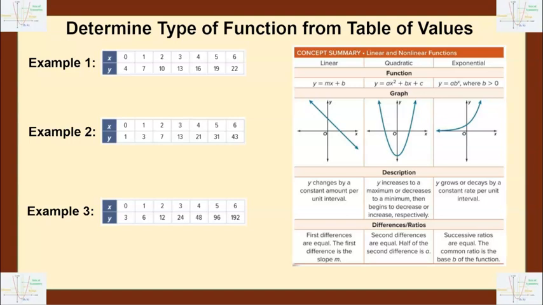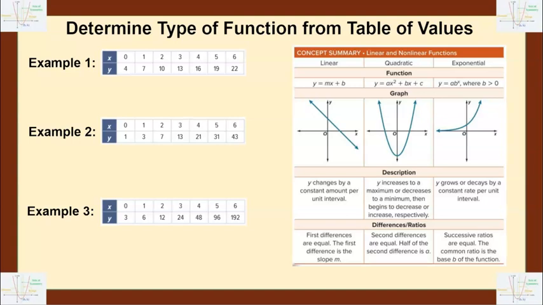So if you look at the table on the right, linear are straight lines. They are in the form of y equals mx plus b. The y changes by a constant amount per unit interval. So that means there is a slope involved. And how do you determine that from a table of values? You find the first difference. If all the first differences are equal, then that would be our slope. The difference is just the answer to our subtraction problem.